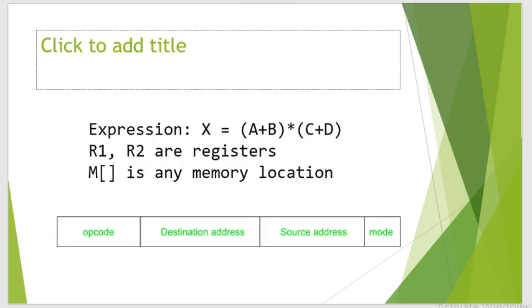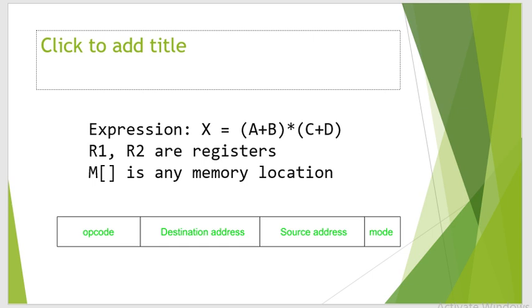So take the same expression here. R1 and R2 are the registers. Okay, so M is the memory location. We can add any register location or temporary storage location or some opcode field location into the memory.